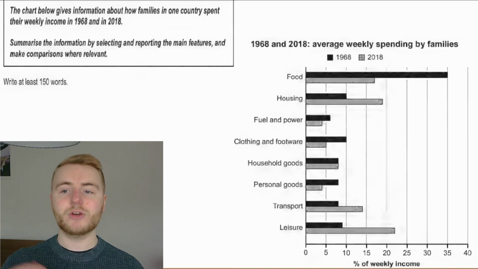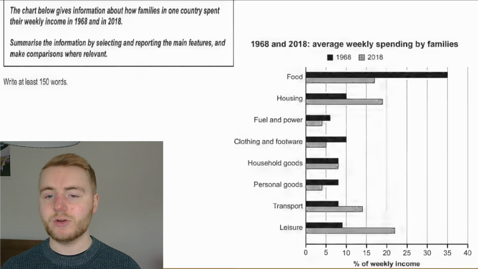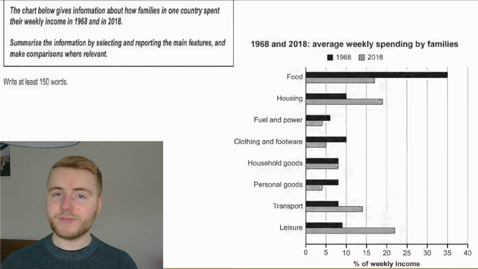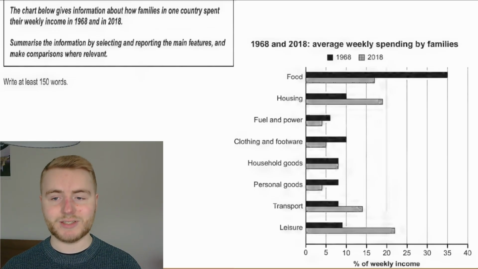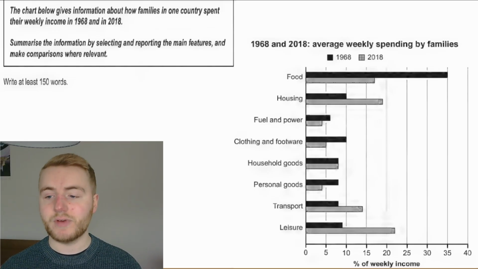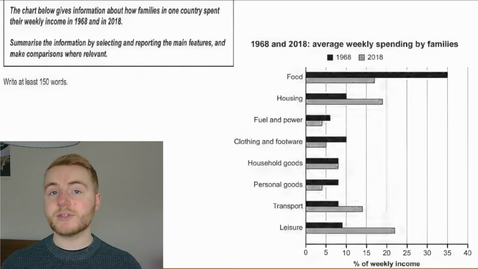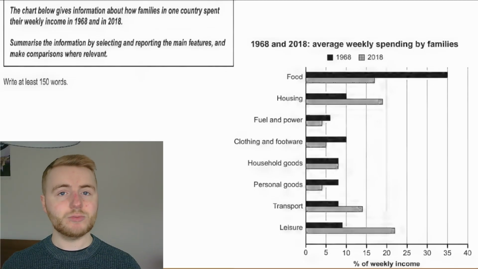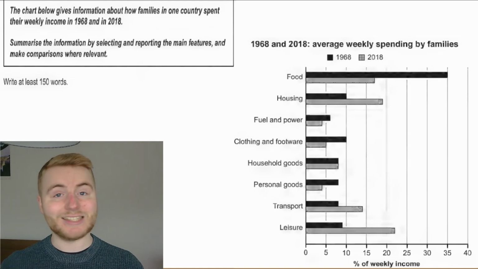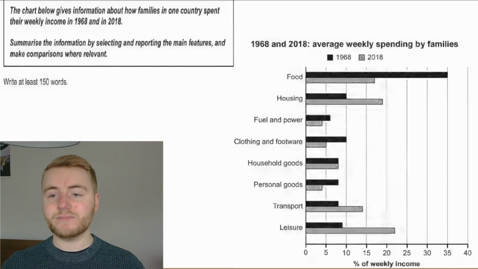So the bar chart shows 2 years. It shows many different ways that families spent their money. The first thing you should do when you're doing academic writing task 1 is identify the key features of this. Some nice ideas we can typically think of are, what are the highest numbers? What are the lowest numbers? Which ones experienced the biggest change? Which ones experienced the smallest change? Which ones experienced positive change and which ones experienced negative change, as in they went downwards, okay?